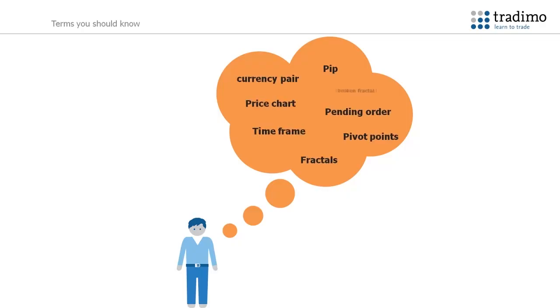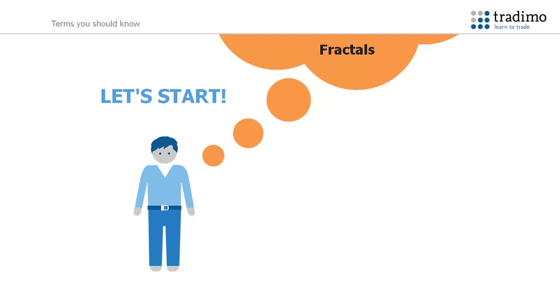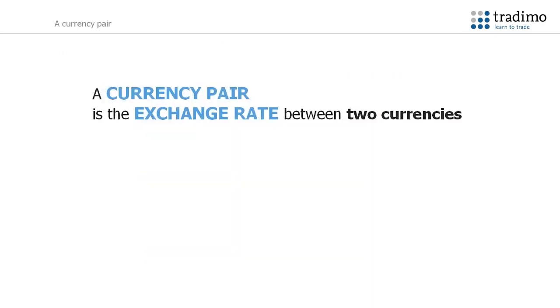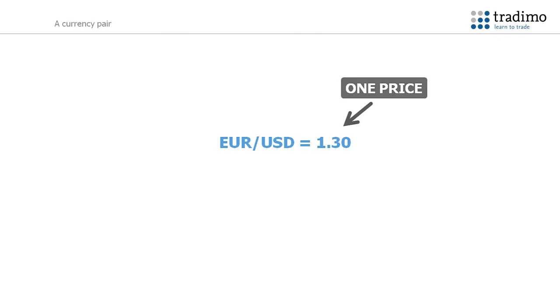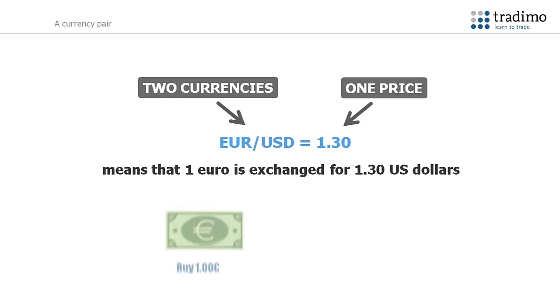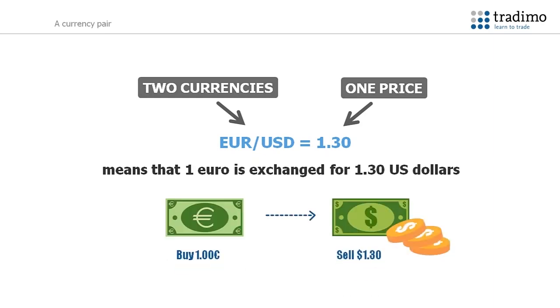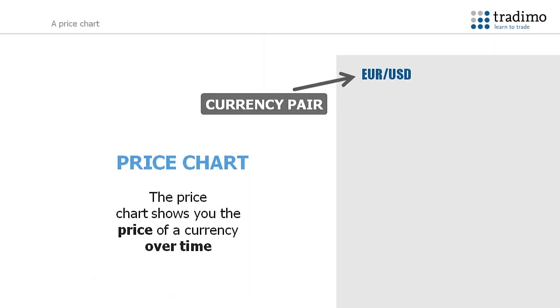In order to get started with the beginner strategy, there are a few terms that you should know. Ready? Let's start. A currency pair is the exchange rate between two currencies. A currency pair is referred to as one price. This price is the exchange rate between two currencies. So if the price of the euro-US dollar is, say, $1.30, then this means that €1 is exchanged for $1.30. A price chart shows how the exchange rate between two currencies develops over time.